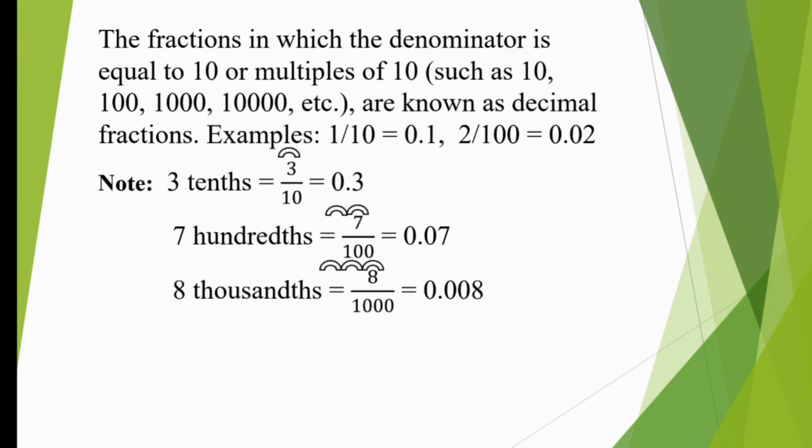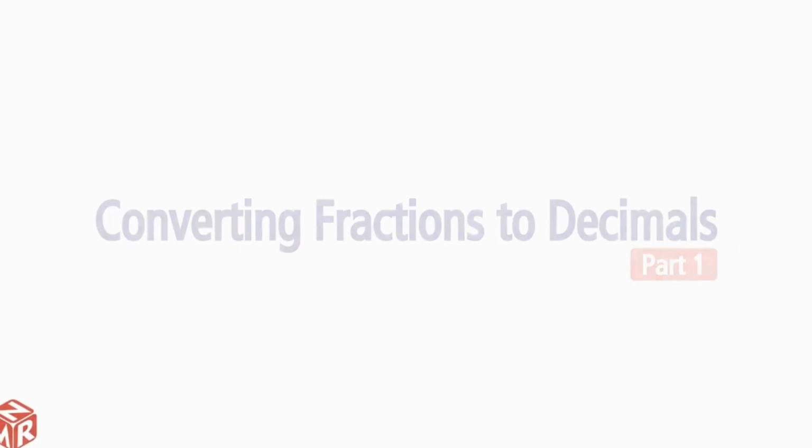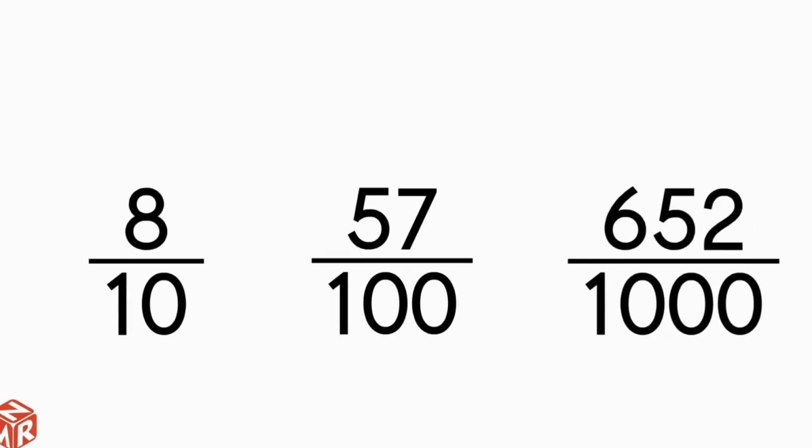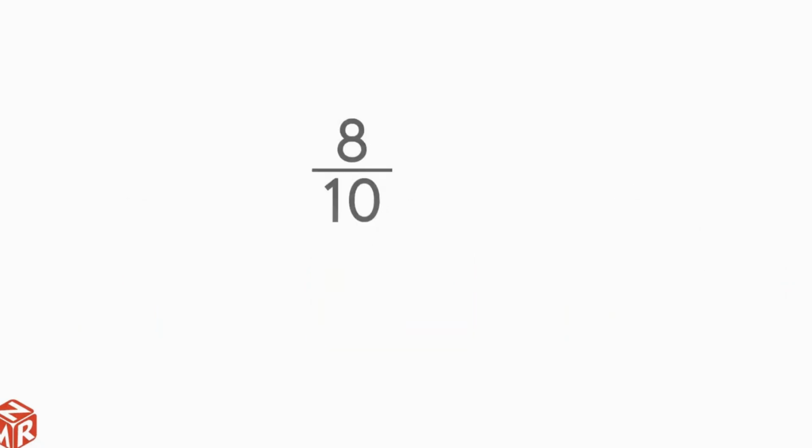Now take a look at how to write fractions as decimals. We'll start with an easy example where the fraction has 10, 100, or 1000 as the denominator. These fractions are called base 10 fractions. We can say that the denominator is a multiple of 10, so it can be 10, 100, 1000, 10,000, and so on. Let's convert 8 over 10 to a decimal using the place value chart.